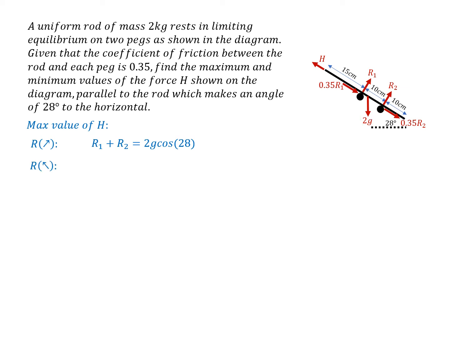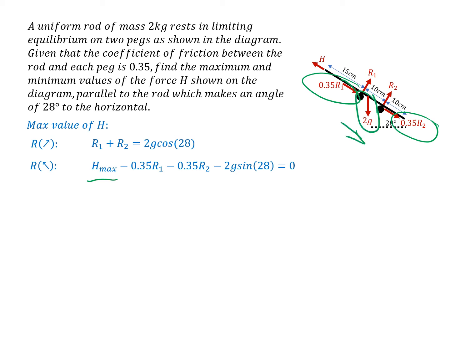Now I resolve parallel to the rod, and I'm calling the maximum value of H, H max. We've got this resistance, friction in the opposite direction, this in the opposite direction, and we've also got the component of the 2g force parallel to the rod, which is 2g sin 28. So when we say H max minus the two frictions and the component of weight parallel to the rod, that will equal mass times acceleration, and it's in limiting equilibrium, so the acceleration is 0.